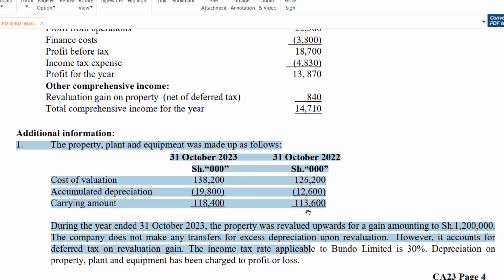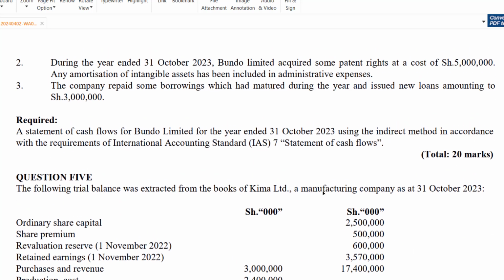So we have additional information number 2. It reads that during the year ended 31st October 2023, Bundo Limited acquired some patent rights at a cost of 5 million. Fine. Any amortization of intangible assets is included in the admin expenses.